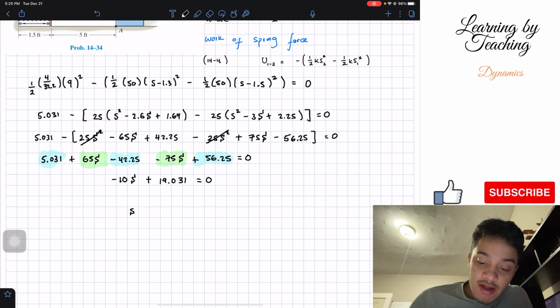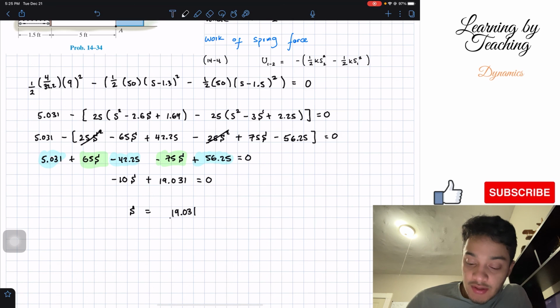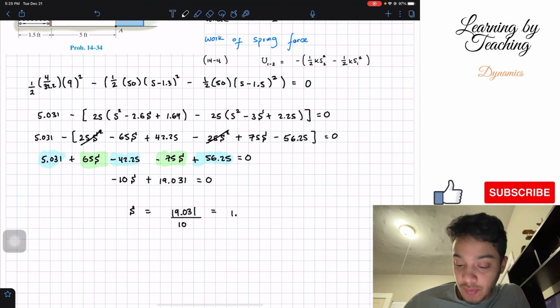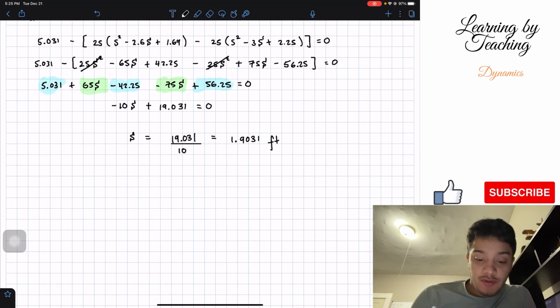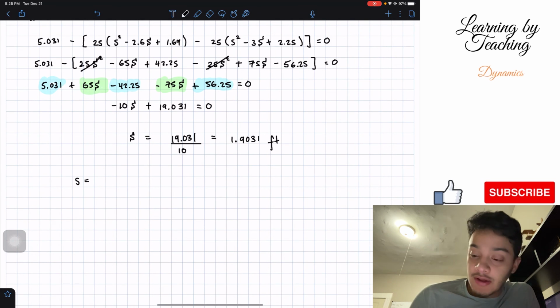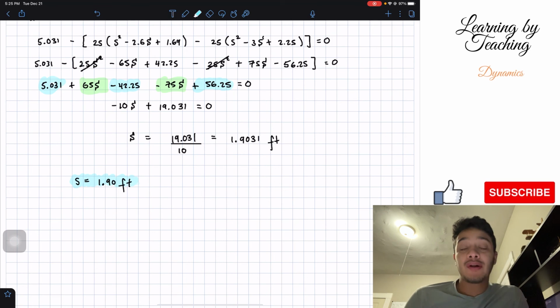So now we can solve for s. And s will be equal to 19.031 divided by 10. And this is equal to 1.931, and the units should be in feet. Okay, so let's write the final answer now with significant figures, which should be around 1.90 feet, and this should be our final answer for our problem.